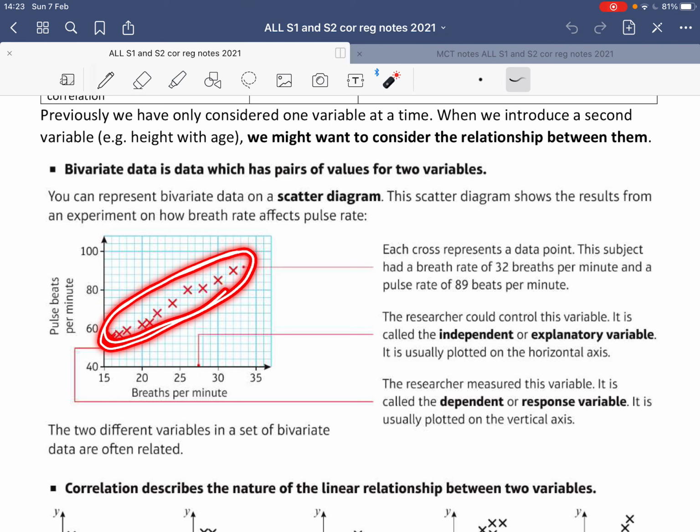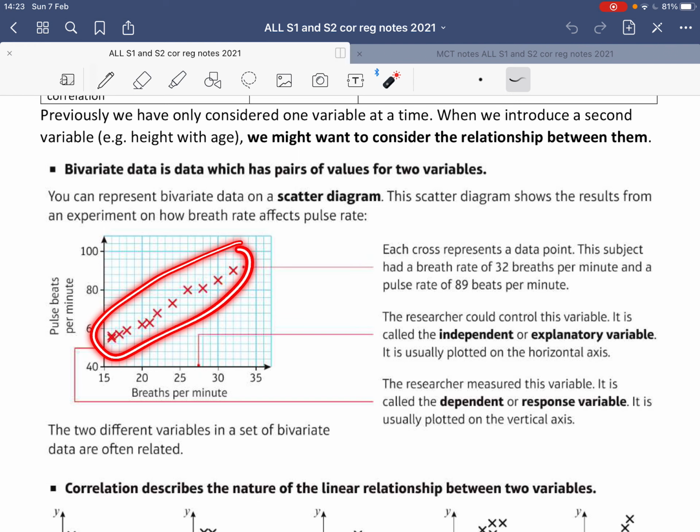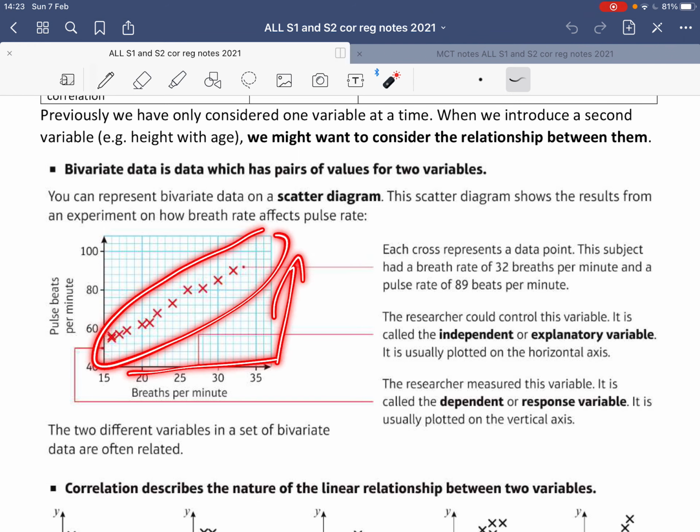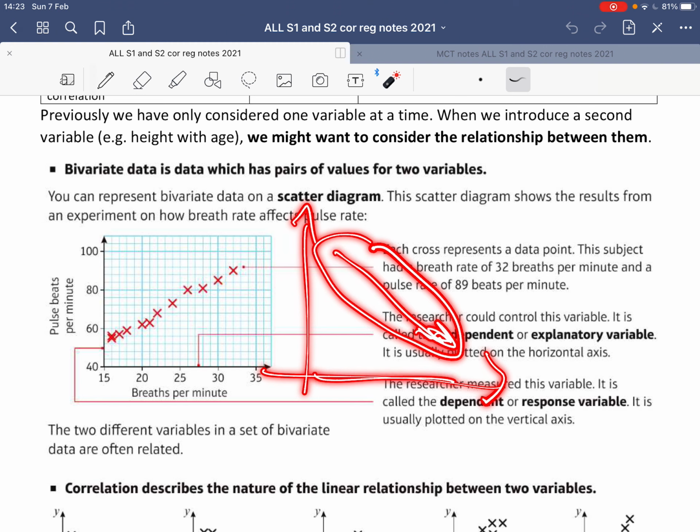So here we can see from the shape of these points that the more breaths per minute, the more pulse beats per minute. So as one gets bigger, the other gets bigger. So it's showing positive correlation, okay? So it's the shape of the points that's important. Positive correlation is as one gets bigger, the other gets bigger. Negative correlation indicates that as one gets bigger, the other gets smaller.